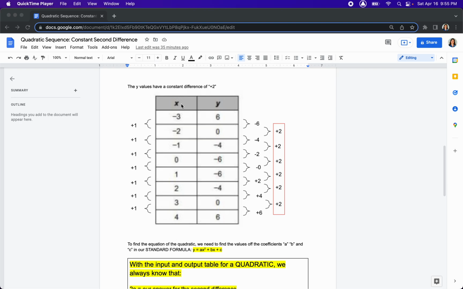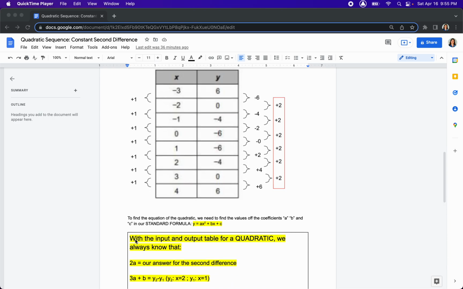The x values are increasing by a constant of positive 1, so that's an add. And then the y values, our output, don't have any constant in the first differences, but when I look at the differences of the first differences, in other words, the second difference, I find that there's a constant of positive 2. So it's add and then constant second difference.